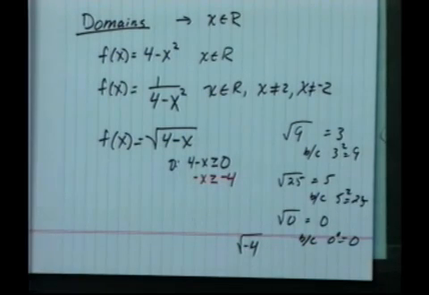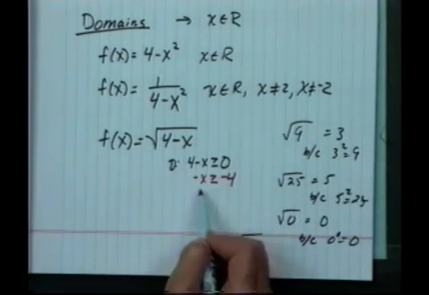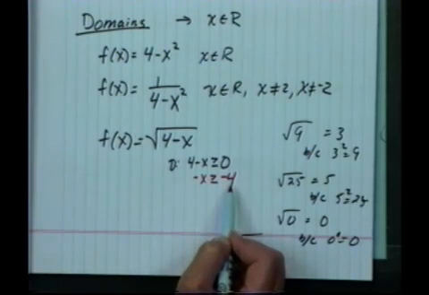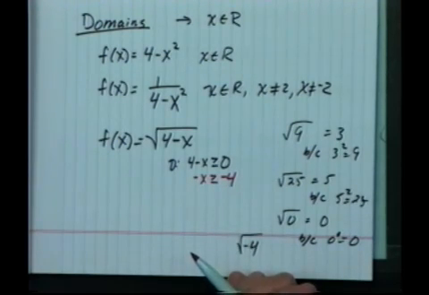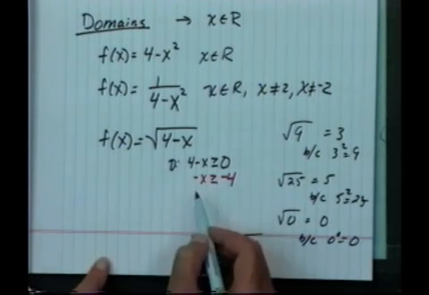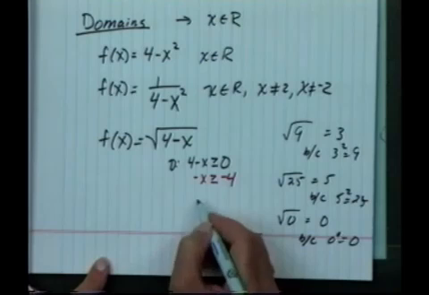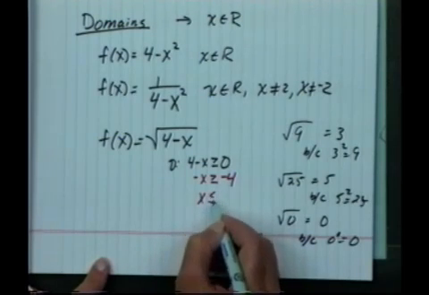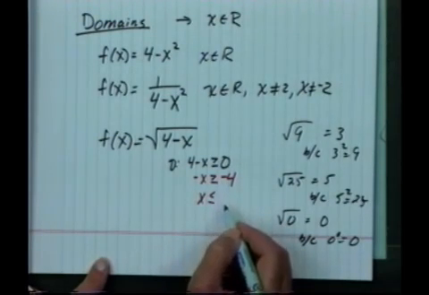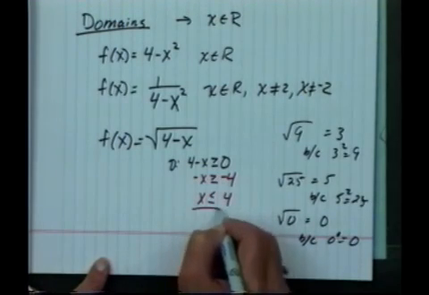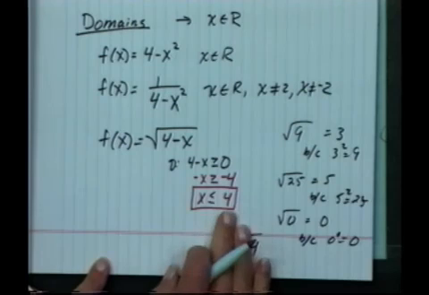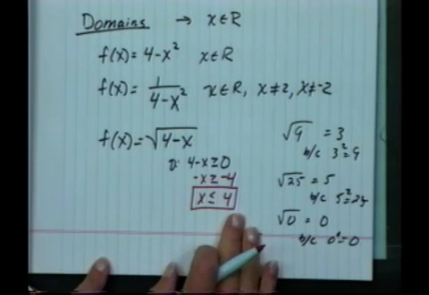Okay, so negative x, we're subtracting 4 from both sides, and we get negative x is greater than or equal to negative 4, and what happens next? X is less than or equal to 4. All right, we're going to multiply through by negative 1, and you recall that when you multiply or divide through by a negative, you reverse your sign. So the domain is x is less than or equal to 4.